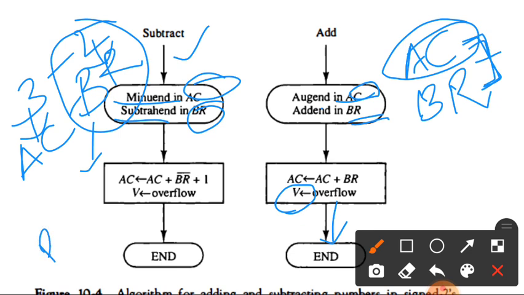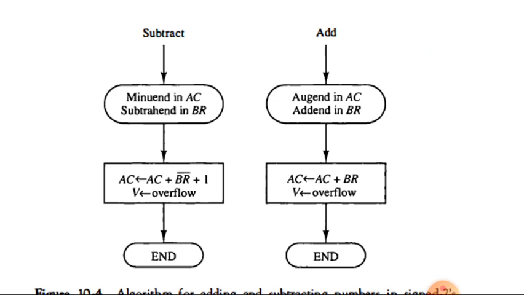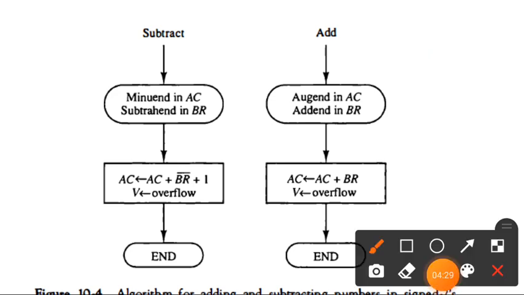So how do we find the 2's complement of a subtrahend? First convert it into the 1's complement, that is, make a complement. Then to make it a 2's complement, add 1. So the 2's complement of the subtrahend is obtained, and that value will be added with AC. So AC is added with BR plus 1. Then that result will be stored in AC. If there is any overflow, then the corresponding overflow flag will be set. Then the subtract operation ends here.